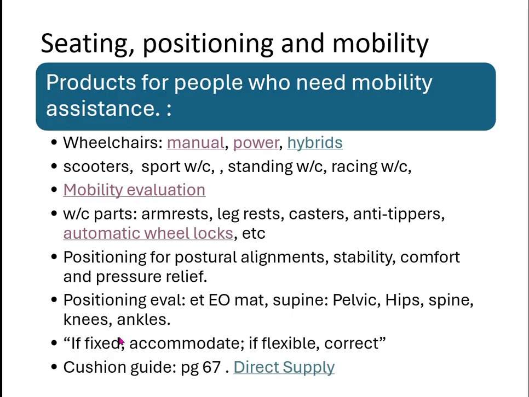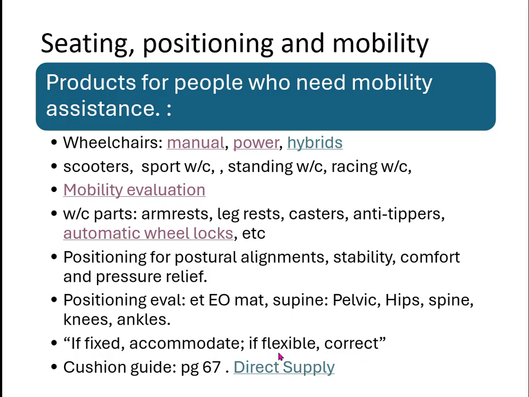All right. So the rule of thumb in positioning is, if it's fixed, then we accommodate for it. If it's flexible, we correct it. So what does that mean? If you have a client who has a fixed deformity, then you accommodate for it. For example, you have a client who comes to you laterally flexed to the right by 10 degrees. You cannot fix it because it's already fixed. So what we do, we accommodate for it. We give them a cushion that accommodates for their fixed deformity.